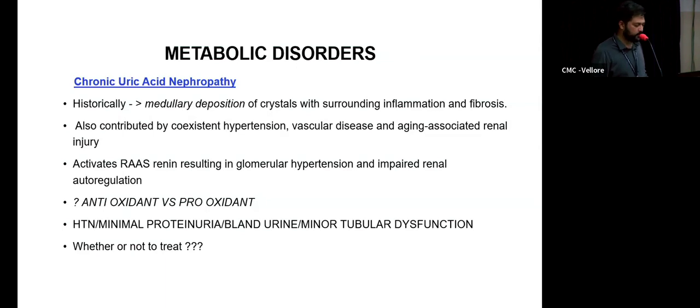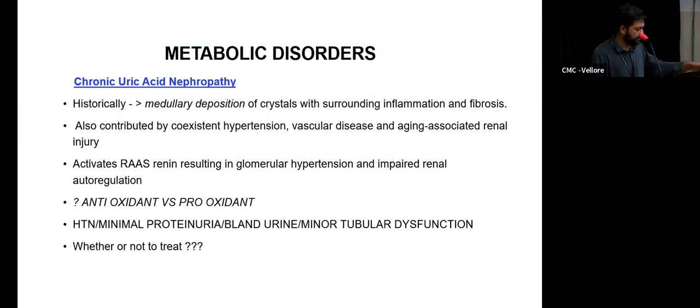So here you have medullary deposition in the interstitium, with surrounding inflammation and fibrosis. Usually such patients have coexistent hypertension, vascular disease, and aging-associated renal injury. So RAS is inevitably activated, resulting in glomerular hypertension and impaired autoregulation. There is also a pro-oxidant versus antioxidant theory that is floating around. In uric acid nephropathy, the interstitium, as you know, has a lot of glutathione and other antioxidants, so there is a slight tilt towards the pro-oxidant condition. That is also contributing to this.